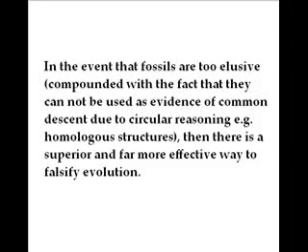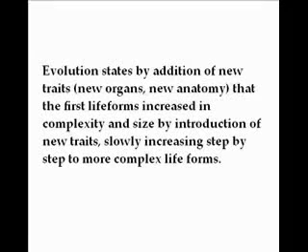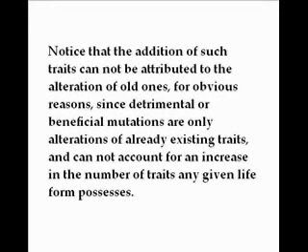In the event that fossils are too elusive, compounded with the fact that they cannot be used as evidence of common descent due to circular reasoning, there is a superior and far more effective way to falsify evolution. Evolution states by addition of new traits, new organs, new anatomy, that the first life forms increased in complexity and size by introduction of new traits, slowly increasing step by step to more complex life forms. Notice that the addition of such traits cannot be attributed to the alteration of old ones, for obvious reasons, since detrimental or beneficial mutations are only alterations of already existing traits and cannot account for an increase in the number of traits any given life form possesses.